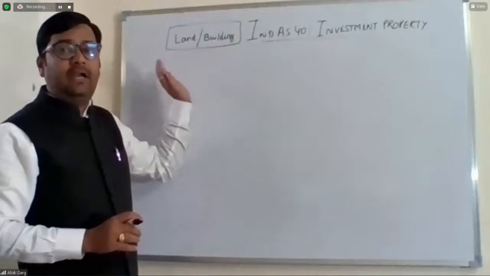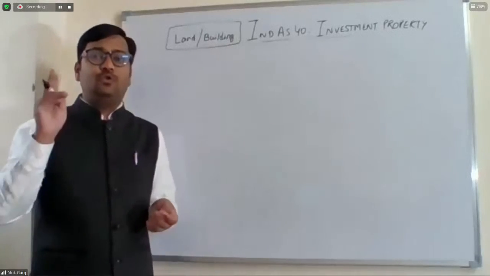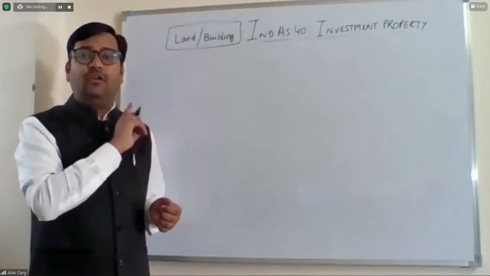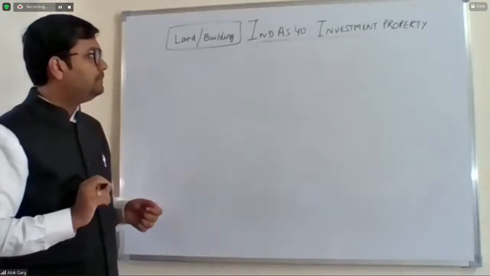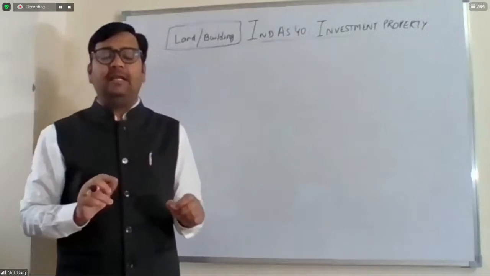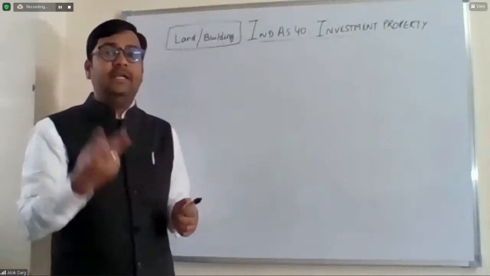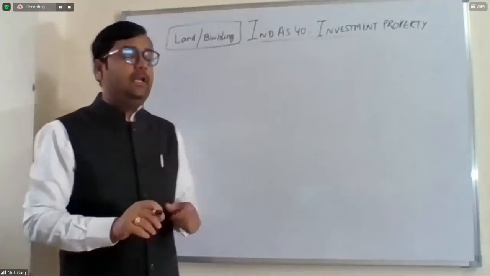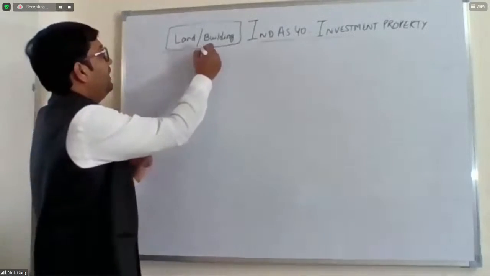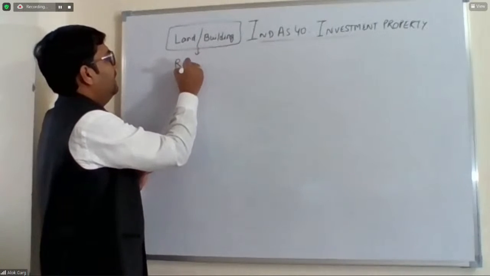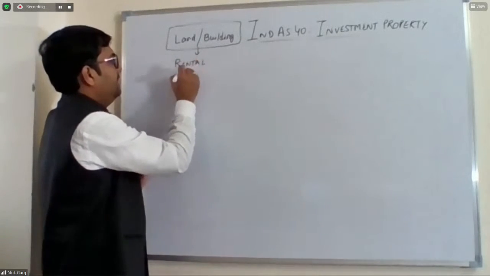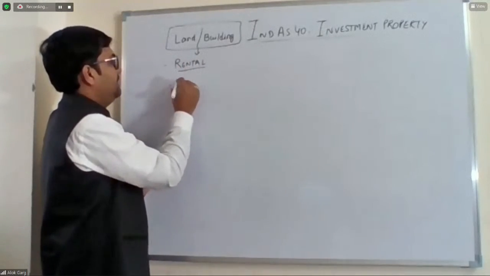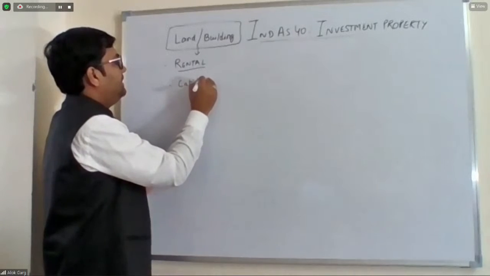So I'm only talking about land or building. These two assets are only covered under IndAS 40. Any asset other than land and building will not be covered under IndAS 40. If these two assets are held for two purposes, what are the two purposes? If this land and building is held for rental purposes, for earning rental, or for capital appreciation purposes.